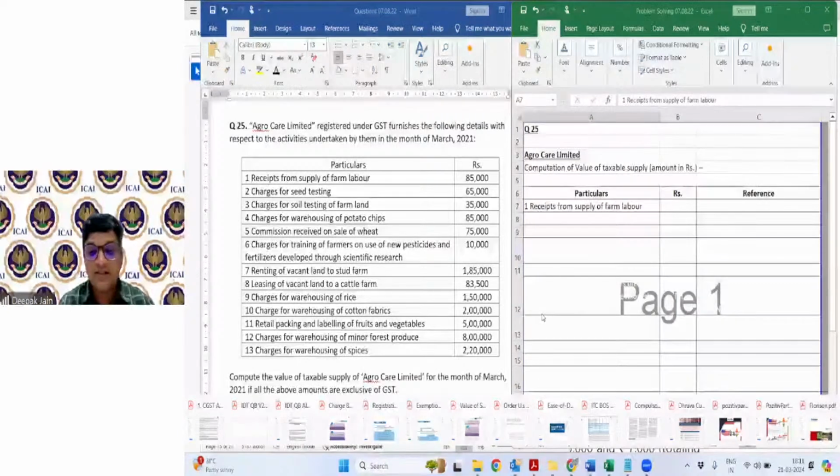Can we utilize CGST and SGST ITC before utilization of IGST ITC? No, you have to use the IGST ITC first, then your CGST and SGST ITC.